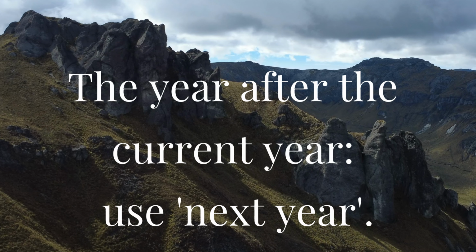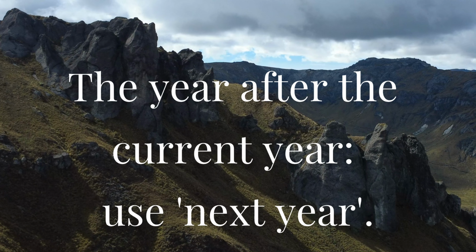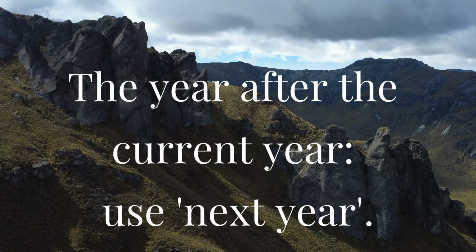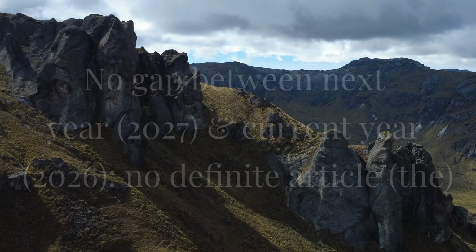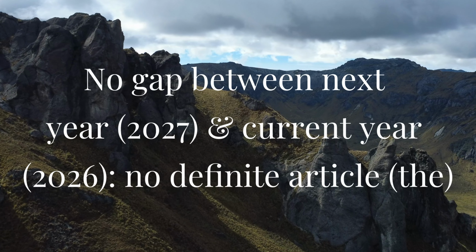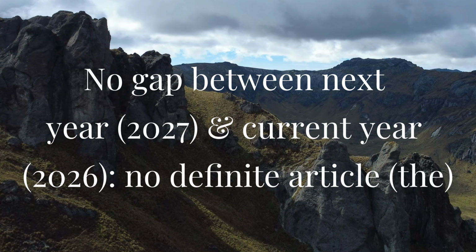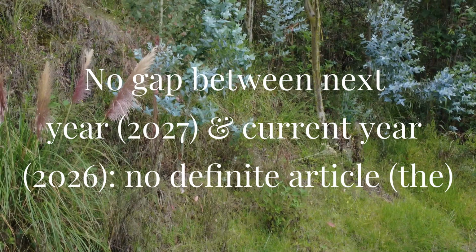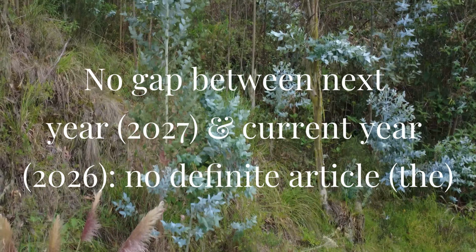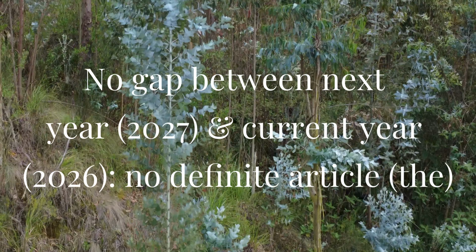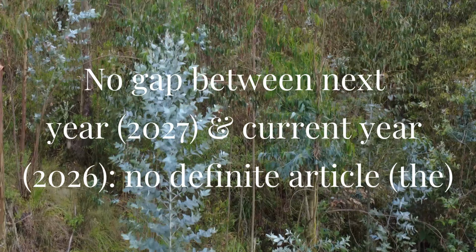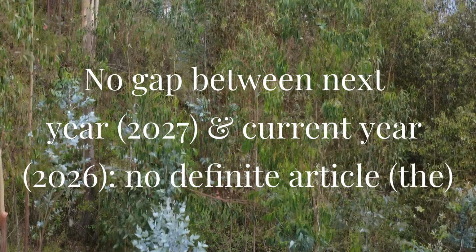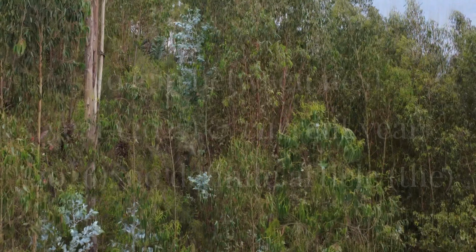Next year. So we remove the definite article, "the". Why? Because there's no gap between next year and the current year. Next year is touching the current year. So we remove the definite article. We do not say "the next year".